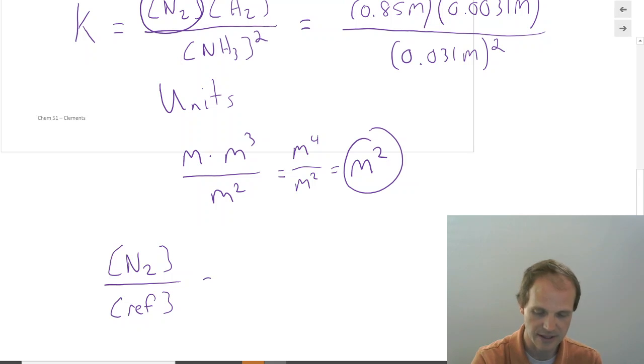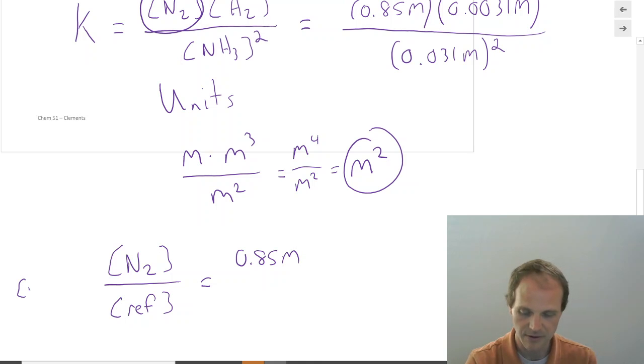And what does that do? It says, hey, let me take my 0.85 molar. So let me clarify this. When we write the concentration of N2, what we're really writing is the concentration of N2 over a reference concentration.